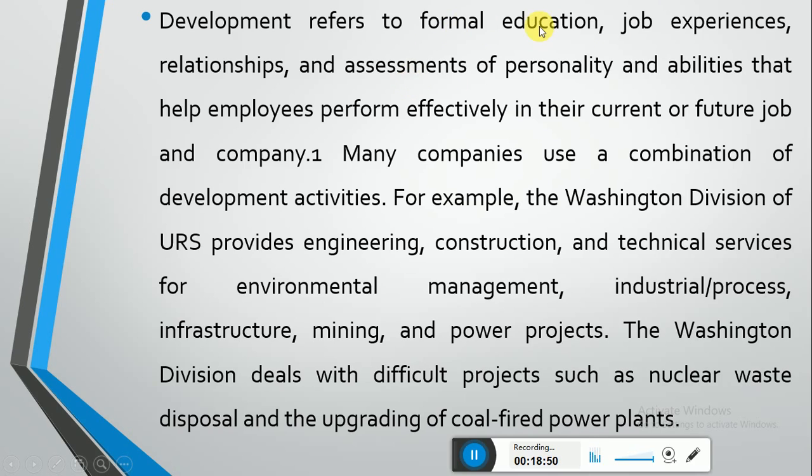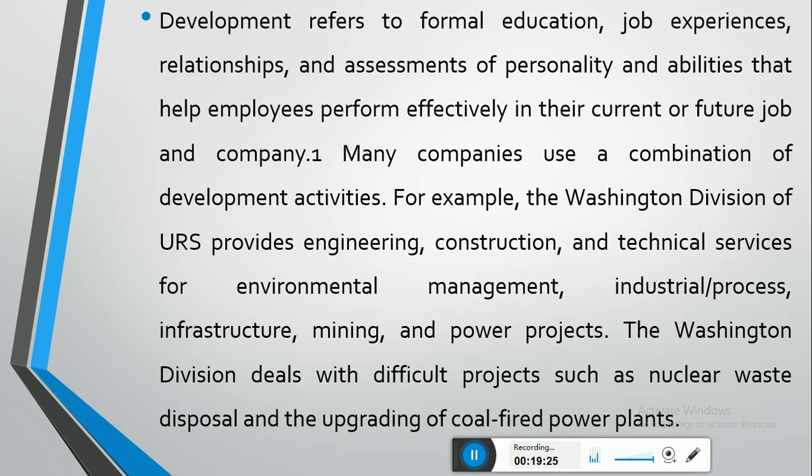So development refers to formal education, job experiences, relationships, and assessment of personality and ability that help employees perform effectively in their current job or future job in the company. You see, development refers to formal education, job experiences, you work, education, then you work 10 years, relationships, assessment, and personality, different things. Many companies use a combination of development activities.